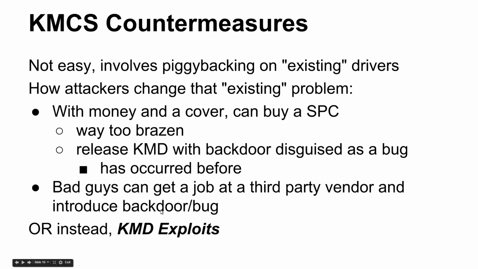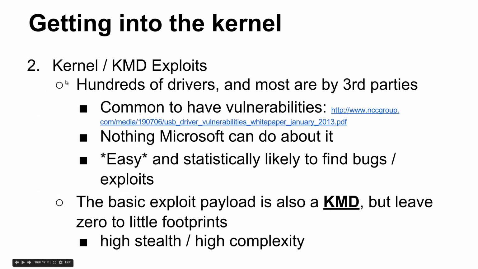This slide is redundant because I already talked to it all. The way to piggyback on existing kernel mode drivers is by kernel mode driver exploits: finding vulnerabilities in one of the hundreds of drivers used by the Windows kernel. Most of them are by third parties, and it is very, very common for them to have vulnerabilities. There's nothing Microsoft does or can do about these vulnerabilities and developing an exploit for them. The payload for the exploit is essentially another kernel mode driver, and by deploying it in this route, it leaves no logs. It's highly stealthy and also offers high capabilities.